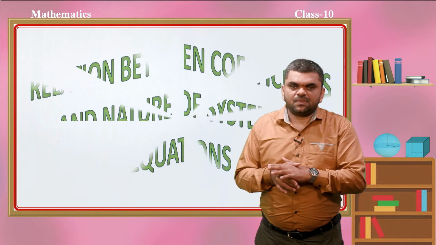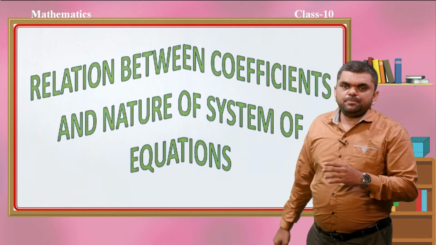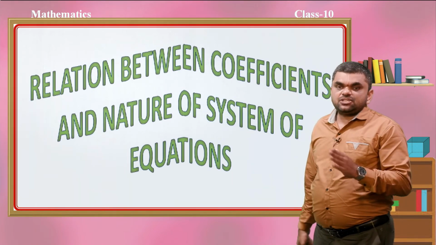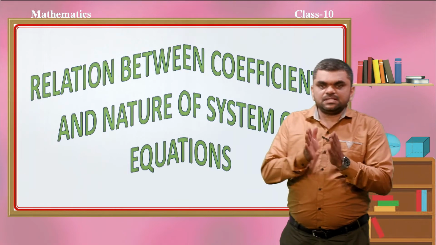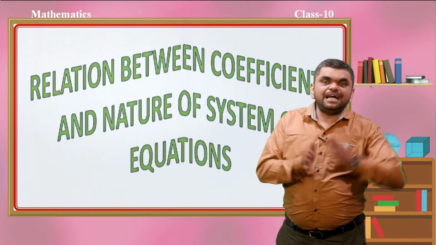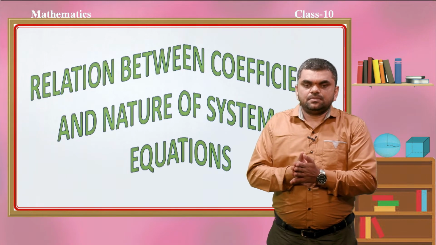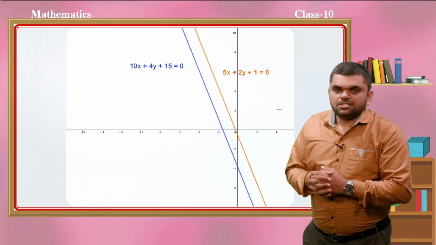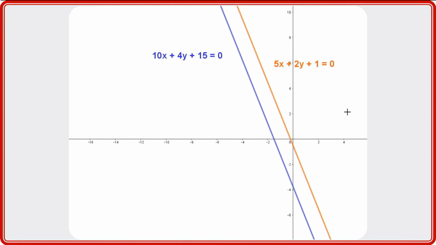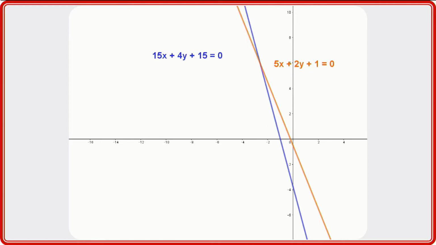Let us see here the relationship between coefficients and nature of system of equations. What is the relation between coefficients and these equations? Children, observe this video. Here the equation of one line, the blue line, is 10x plus 4y plus 15 is equal to 0, whereas the red line is 5x plus 2y plus 1 is equal to 0. Observe the coefficients here, children.